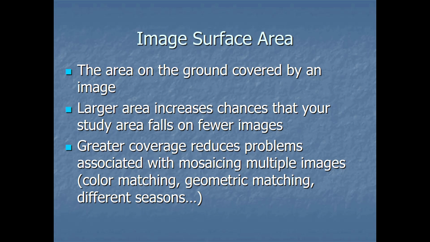An image will have a certain defined surface area, and this is the area on the ground that is covered. It can also be called a scene, and it is the concept of how much area is captured in that image. A larger area increases the chances that your study area falls on fewer images. So for instance, if you are sampling, say, a national park, Kruger National Park in South Africa, you may be able to get Landsat images that encompass and include the entire park in one scene. If not, you're going to need to mosaic your images together.